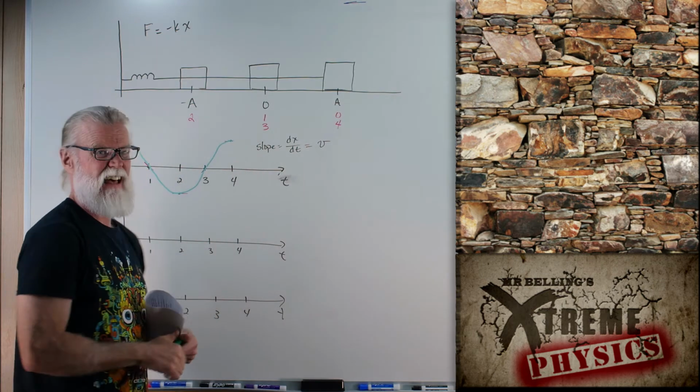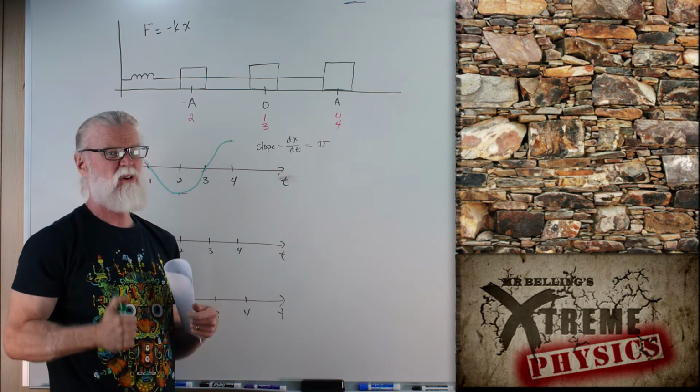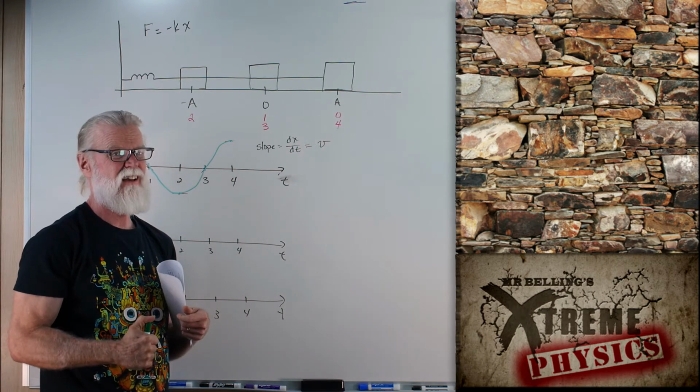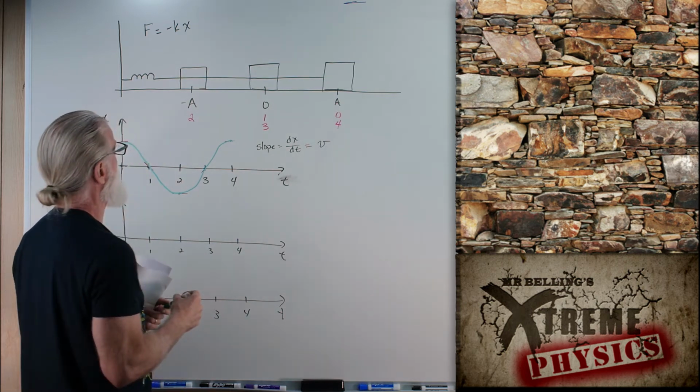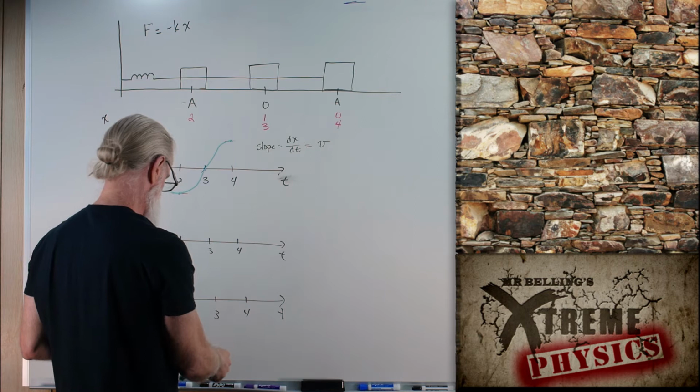And what does that look like? Now we didn't prove anything, but what does it look like? That looks like a cosine function, doesn't it? Looks kind of like a cosine function. Well, let's see. Let's take a look at the other ones.